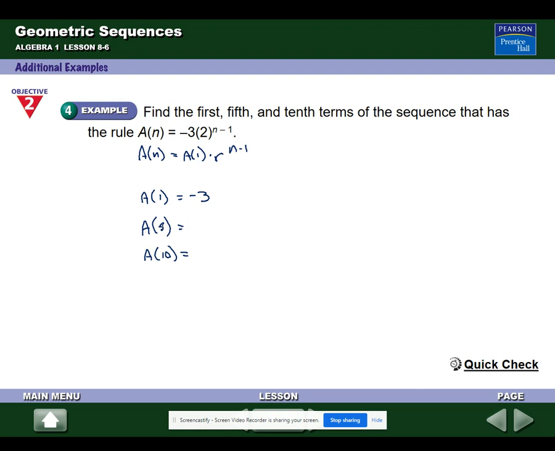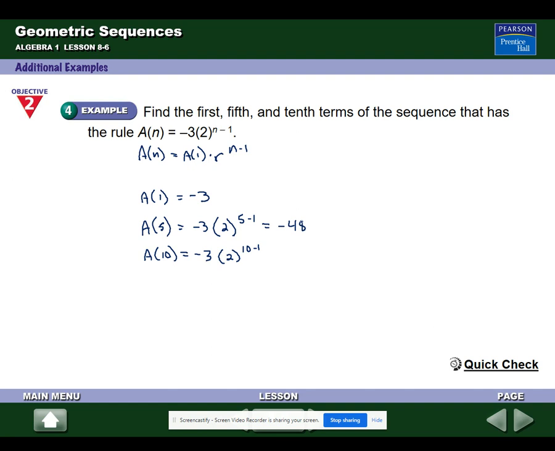A of 5 would be what you get when you do -3 times 2 to the 5 minus 1. And a of 10 would be what you get when you go -3 times 2 to the 10 minus 1. Now you may need your calculator for this, maybe for the last one and not the second one. 5 minus 1 is 4, 2 to the 4th is 16, and 16 times -3 is -48. I will use my calculator on the last one there.